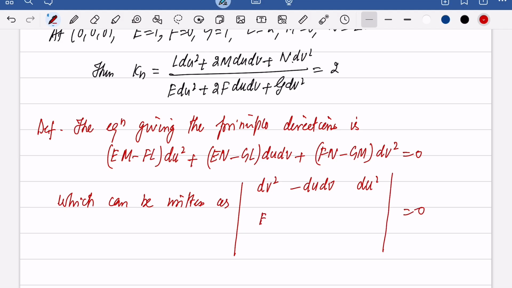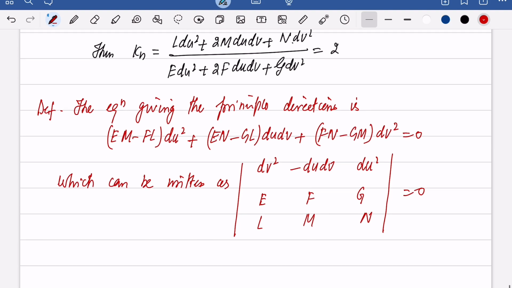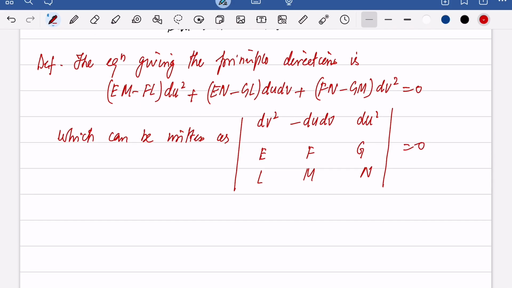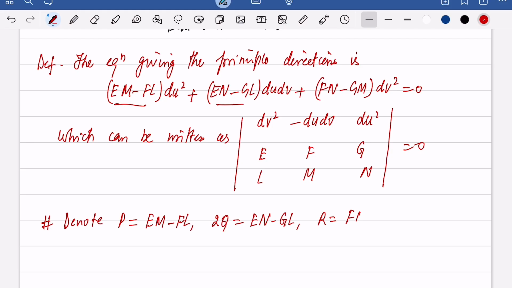Now write E, F, G, L, M, N. This determinant is the equation giving the principal directions. Now next, we have this notation: denote P by this EM minus FL, by 2Q we denote this EN minus GL, and by R we denote FN minus GM.